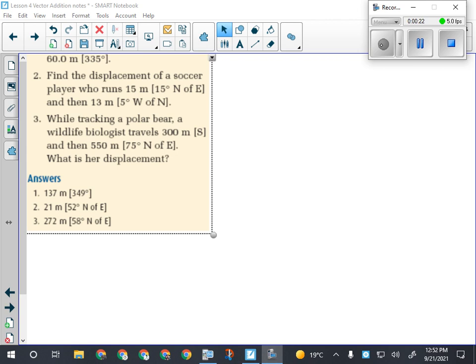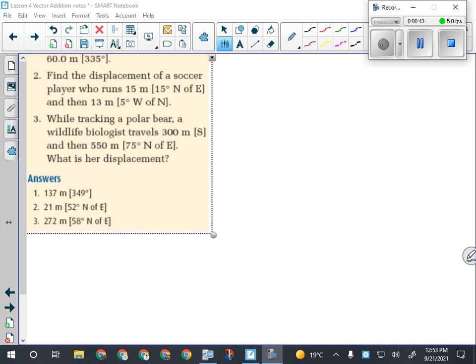So we've got a soccer player who runs 15 meters at 15 degrees north of east, and then runs 13 meters at 5 degrees west of north. Okay, so everything is north. So I'm going to start kind of down below here when I draw this diagram. So 15 meters at 15 degrees north of east.